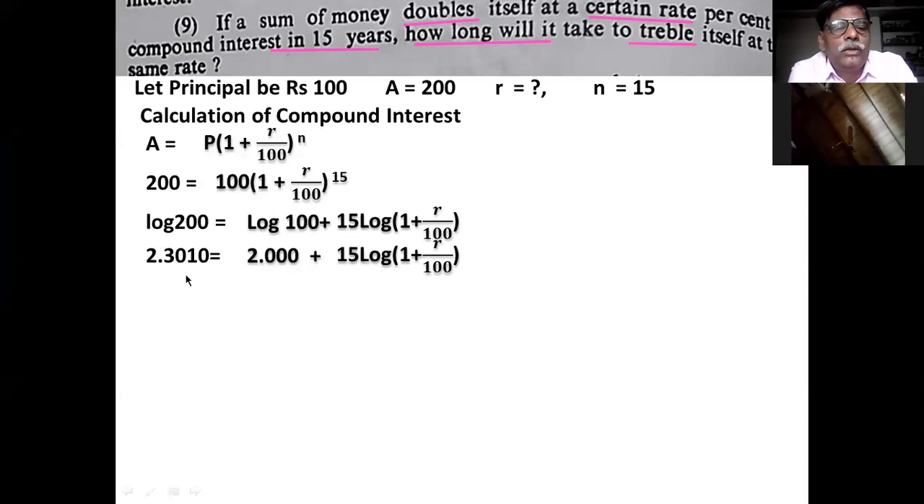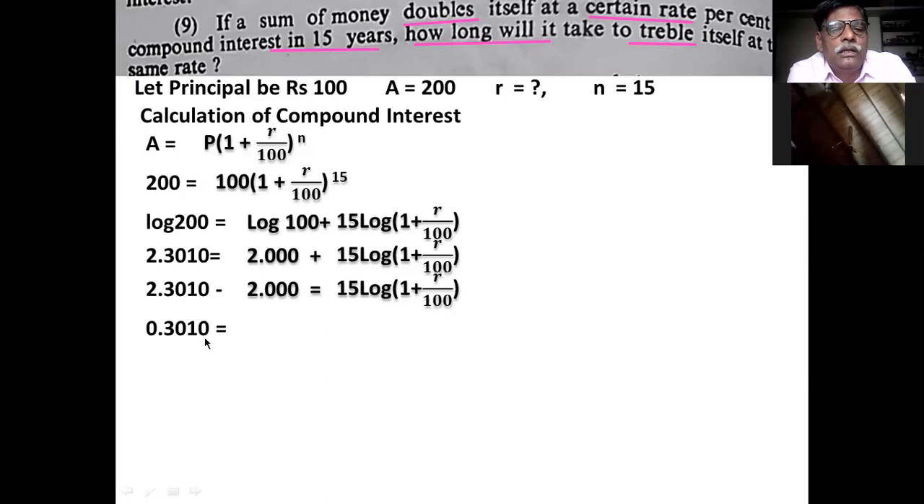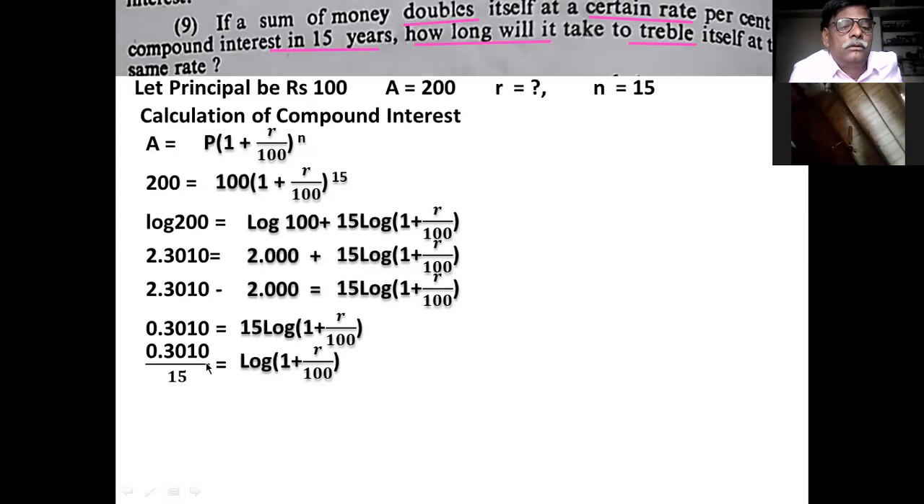So if you take the next step, 2.3010 minus 2.000 is equal to 15 log (1 plus R by 100). So 0.3010 is equal to 15 log (1 plus R by 100). You take 15 to that side. 0.3010 divided by 15 is equal to log (1 plus R by 100). So log (1 plus R by 100) is equal to 0.0201.